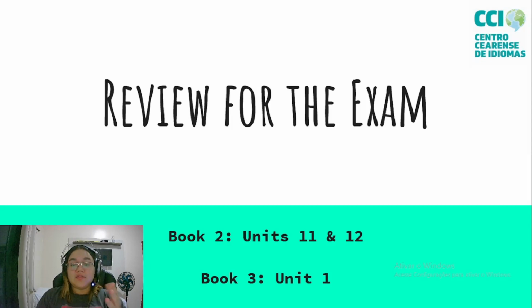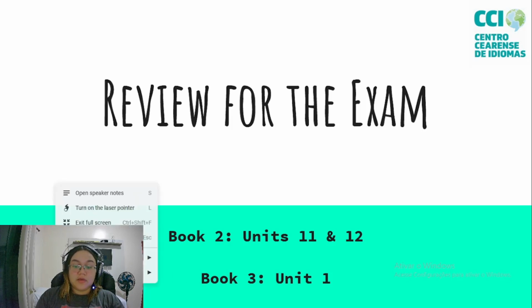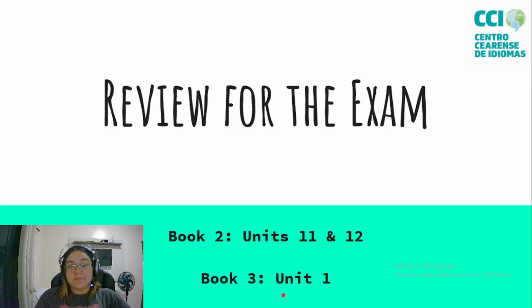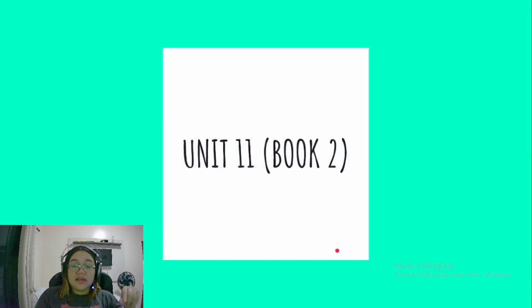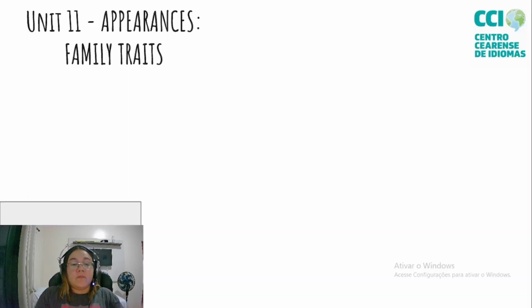So you guys studied book 2, units 11 and 12, right? And you also studied book 3, unit 1. So we're going to review the grammar topics on all of them. Starting with unit 11, book 2. Unit 11 talks about appearances, physical appearances, right?